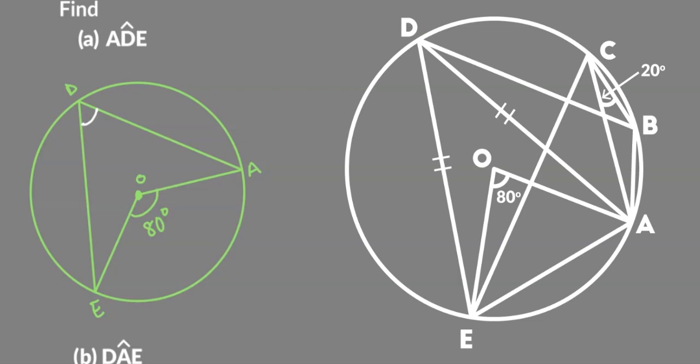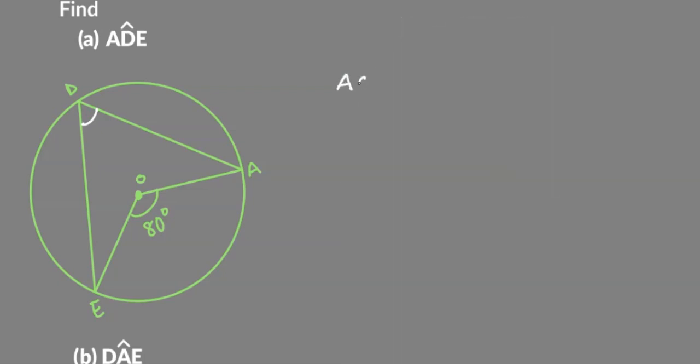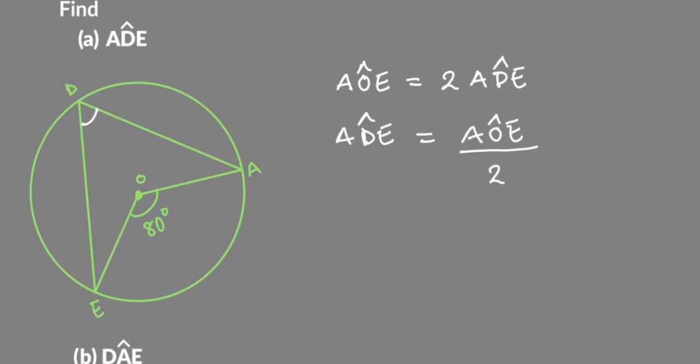Using that relationship that we've used already, we know that the angle AOE, which has been given, is twice the angle ADE. If we do some simple algebra here, we're going to find out that ADE is equal to the angle AOE divided by 2. Performing that simple calculation, we can find that ADE is equal to 40 degrees.